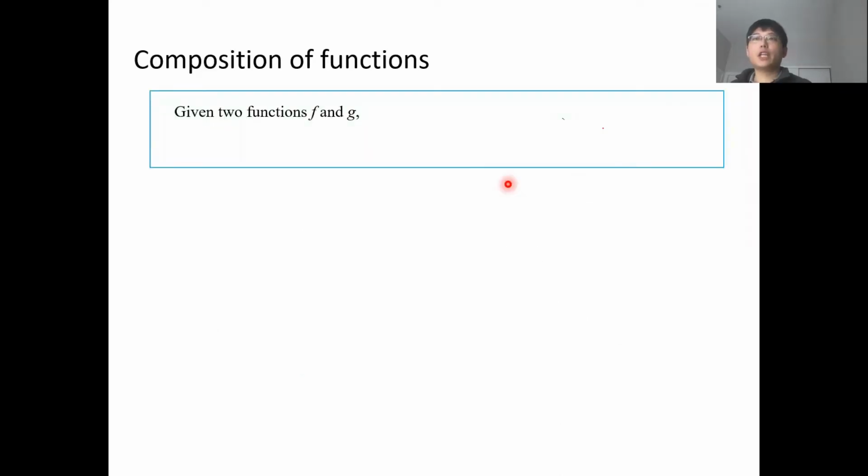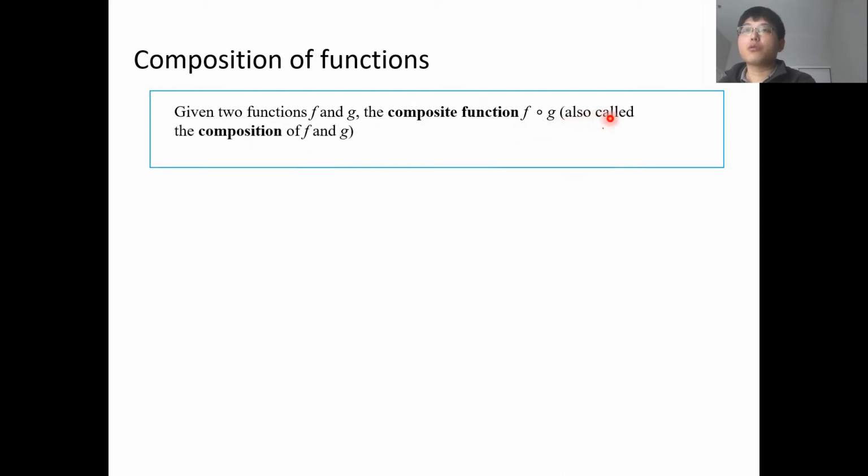We will conclude this video by the discussion of composition functions. This is also a very important way of constructing new functions. Let's go through the detailed definitions here. Given 2 functions f and g, the composite function, denoted by f circle g, is also called a composition of f and g. The composite function is defined simply by the formula, sending x to f of g of x.